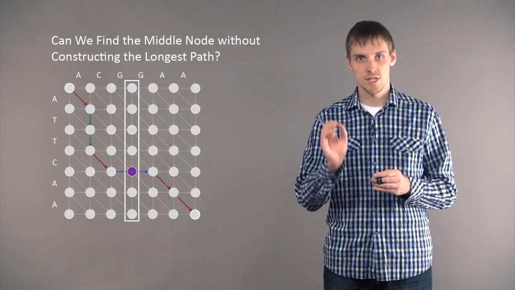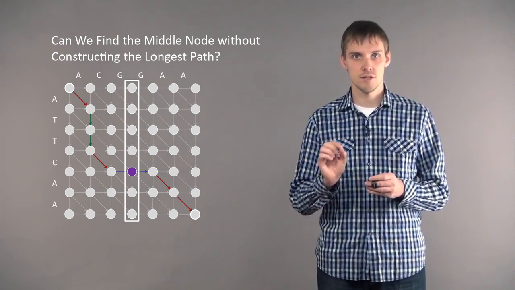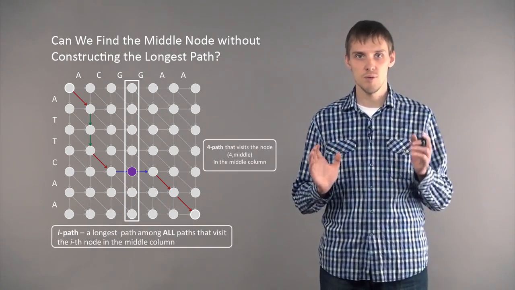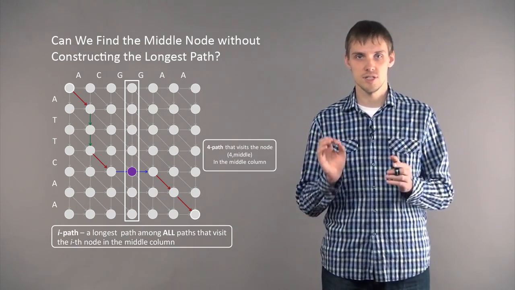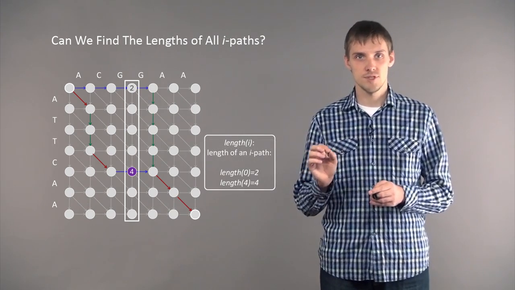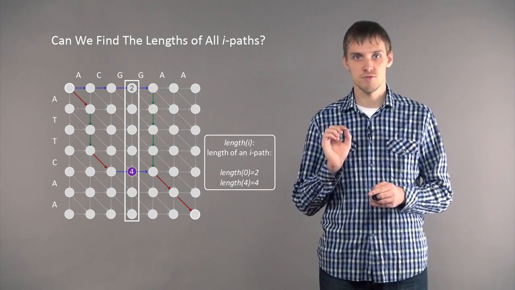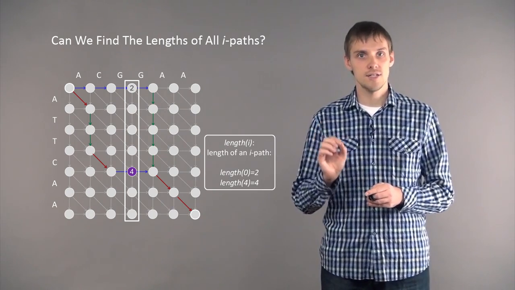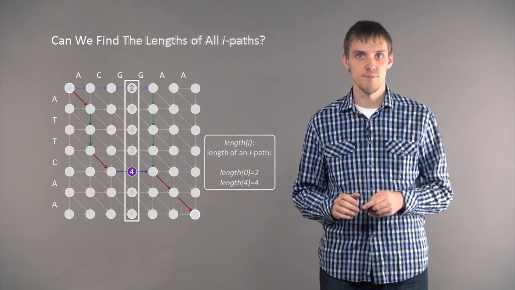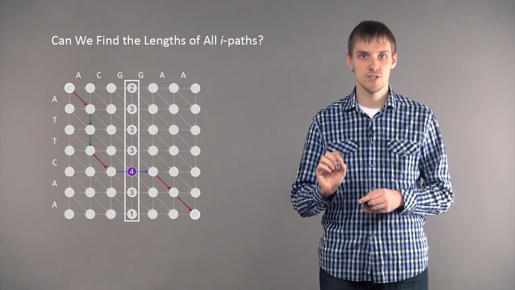The middle column was the column in the middle, and the middle node was the node where the optimal path crosses this middle column. Let's define the i-path as the longest path among all paths that visit the i-th node in the middle column. For example, the length of the 0 path is 2 here, and the length of the 4 path is 4. Let's try to compute these numbers, the lengths of all i-paths in the middle column. For example, here in this graph it's 2, 3, 3, 4, 3, and 1.